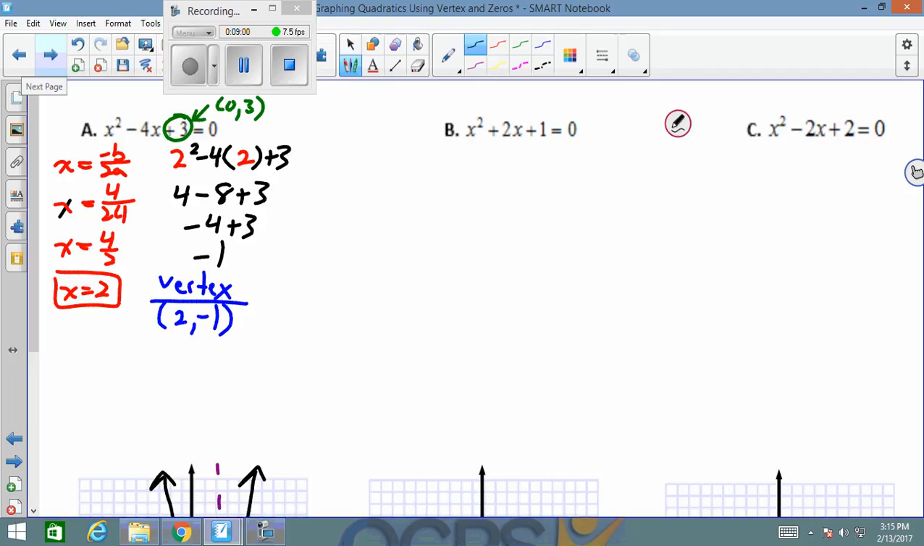Alright, let's try another one. X equals negative b over 2a. X equals negative 2 over 2 times 1. So it's negative 2 over 2. So x is negative 1.